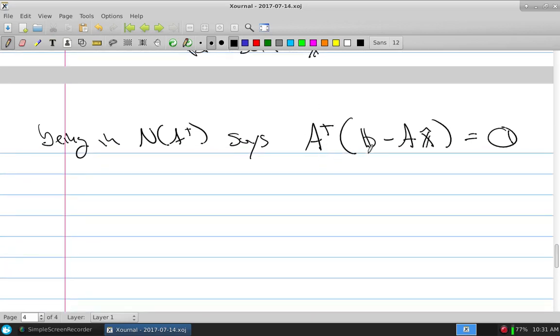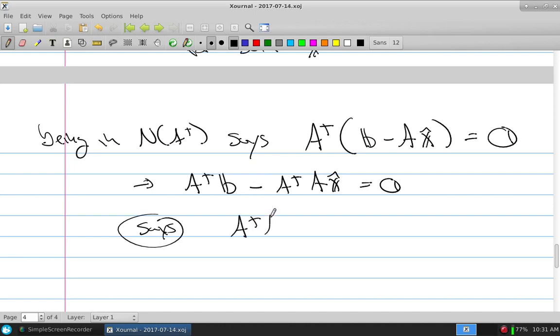But that's just a matrix, and so that can multiply through, right? If I multiply this through, that means that A transpose B minus A transpose A X is still what? 0. Can I add this to both sides? If I add it to both sides, that says what? Let's put the X on the left-hand side. A transpose A X must be equal to A transpose B.